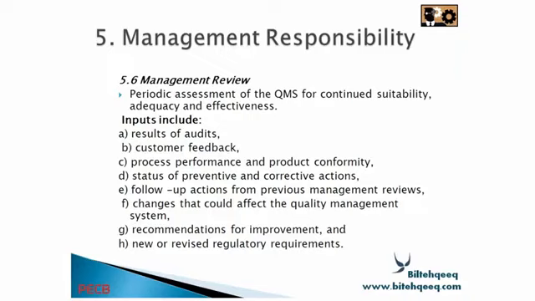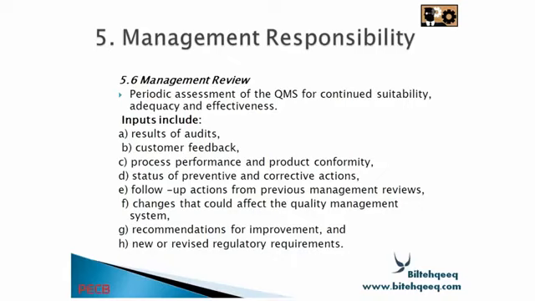5.6 is related to the management review. Periodic assessment of the quality management system for continued suitability, adequacy and effectiveness. And the inputs for the management review include results of the audits, customer feedback, process performance and product conformity, status of preventive and corrective action, follow-up action from previous management reviews, changes that could affect the quality management system, recommendations for improvement, and new or revised regulatory requirements. So during each management review, these are the requirements of the standard.